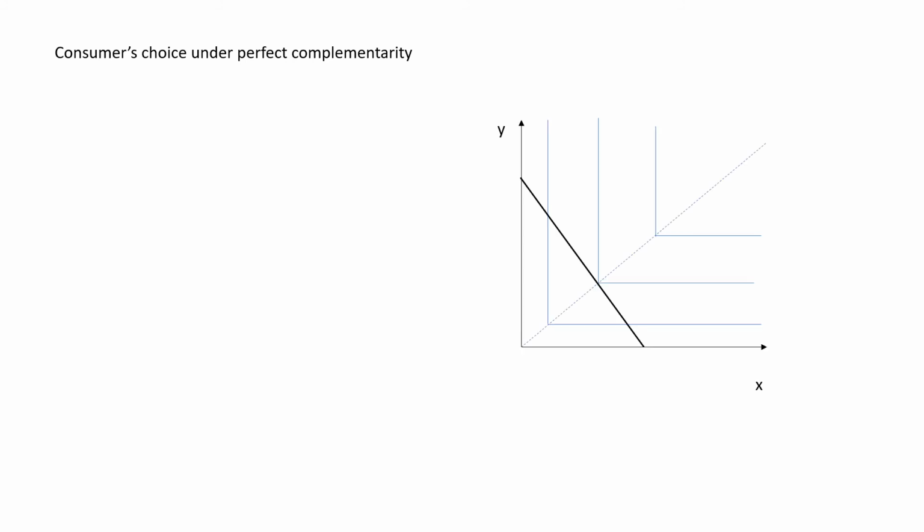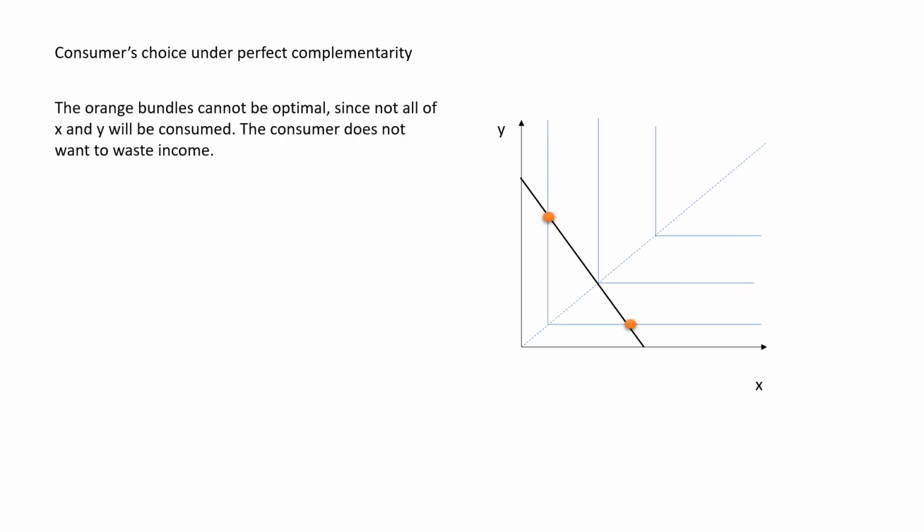Now we look at the consumer choice under perfect complementarity. Let's look at this visualization. We have here a budget constraint line and several possible indifference curves. Now, the orange bundles are all affordable. Nevertheless, they cannot reach the highest possible level of utility. Why? Because then some of the good, y or x, will not be useful. You wasted your resources and bought too much tin or too much copper.